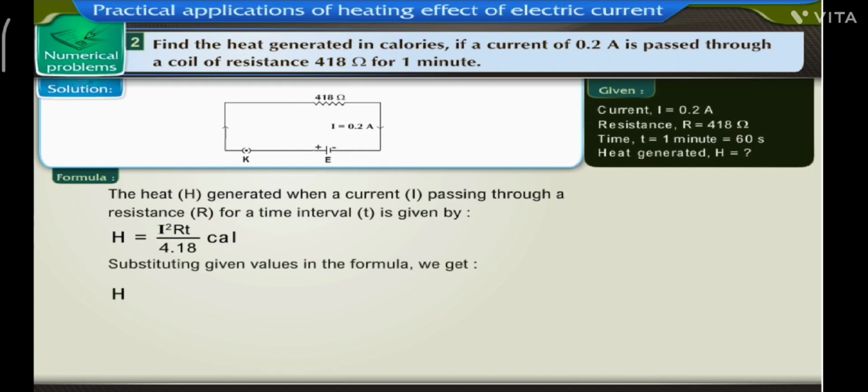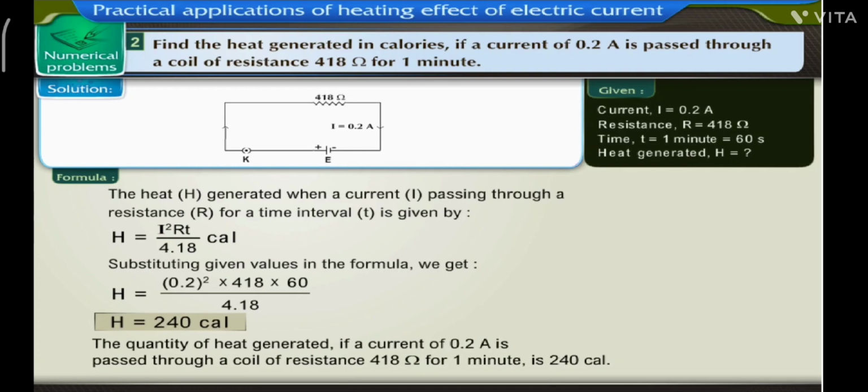Therefore, H is equal to 0.2 squared into 418 into 60 divided by 4.18. Therefore, H is equal to 240 calories. Hence, the quantity of heat generated in calories if a current of 0.2 ampere is passed through a coil of resistance 418 ohm for 1 minute is 240 calories.